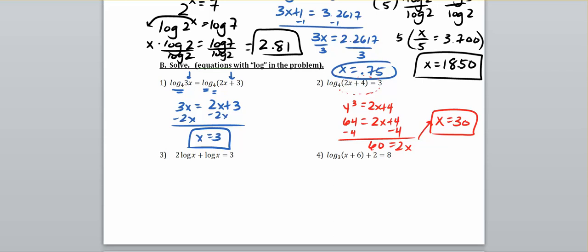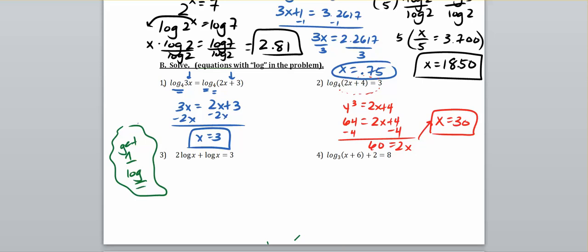Now, with the third problem, this one's a little bit tricky because I have a log x, another log x. I don't know how to get rid of logs when I have multiple logs. Okay, I can't do that. So what I want to do to make life easier is I know number 2 is pretty darn easy if I got that log by itself. So what I need to do, and please put this in your notes, is you want to get one log. However you need to do that, you need to get one log in order to solve.